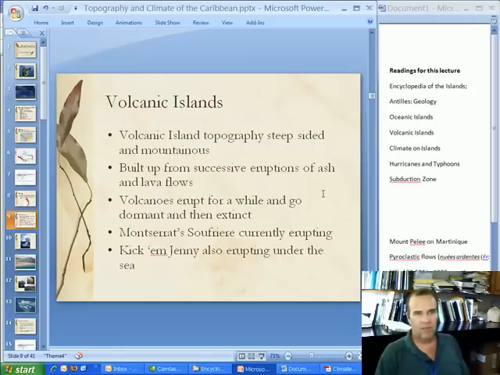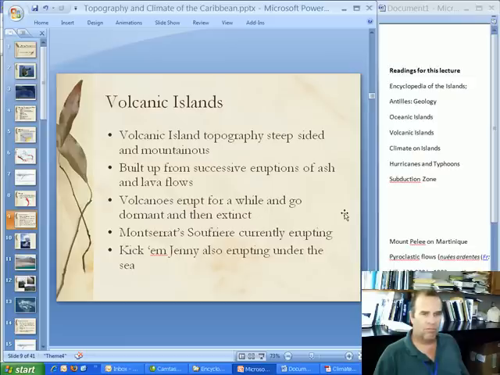Right, so these islands are different, and they're mainly different in topography. These islands tend to be very steep-sided and mountainous. Well, the current volcanic, the new volcanic arc, are steep-sided and mountainous. They're built up from successive eruptions of ash and lava flows, which solidify and indurate, so they're hard. And these volcanoes erupt for a while, and then finally they go dormant and then finally extinct.